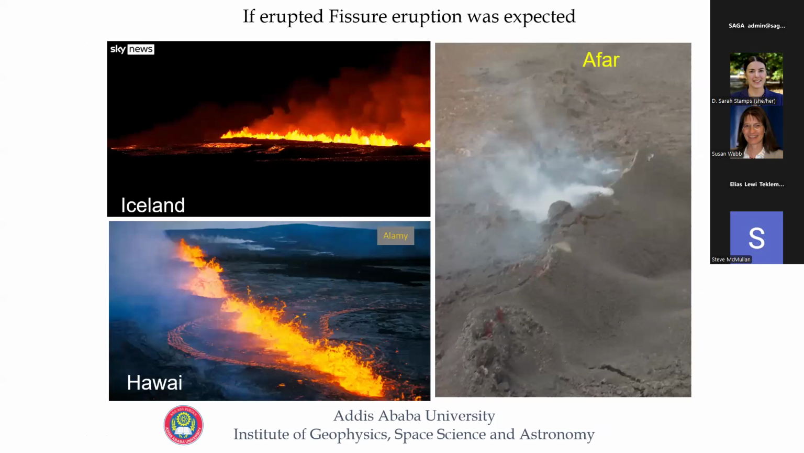So automatically we noticed that this is some sort of dike intrusion, and we were alarmed that there might be some fissure eruption in the area. And the Disaster Risk Management Institute of Ethiopia automatically started to evacuate people. They have evacuated about 80,000 people in 2 months' time.